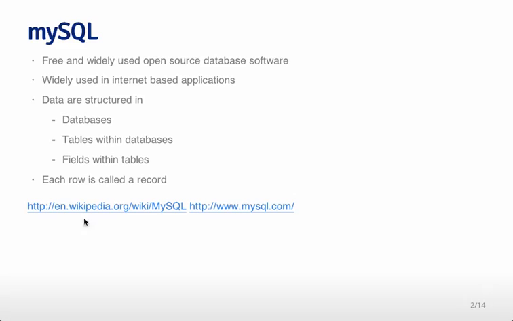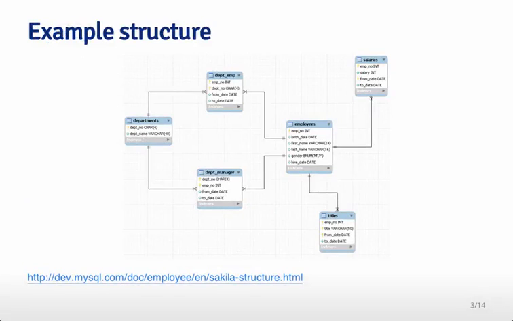If you want to know a little bit more about MySQL structure, you can look at the Wikipedia page, or there's quite extensive documentation at mysql.com. So here's an example structure that you would get for a particular database. This is a database of employees, and what you might have here are several different tables that are all linked together.